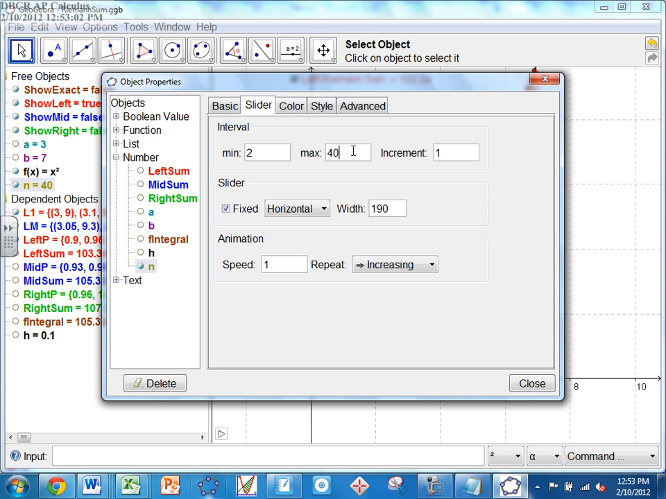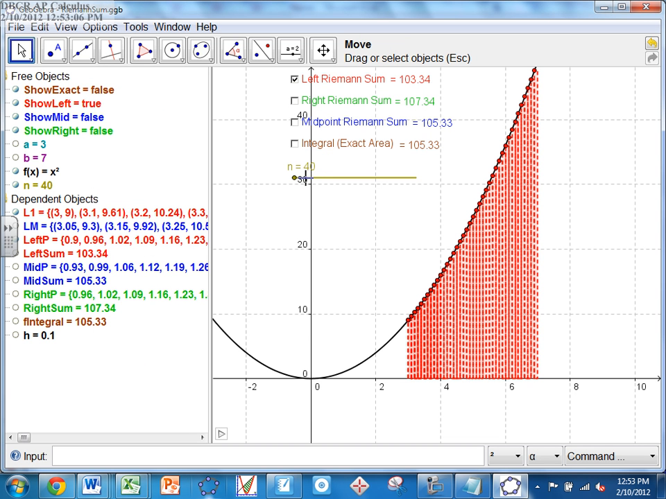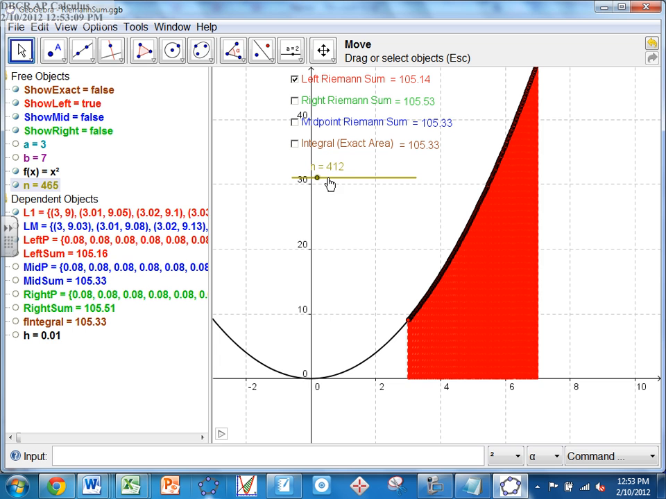Make the max 2,000. Okay? So we're at 40 now. As I keep increasing the value of n, what happens? It pretty much colors in. Look at the estimate and look at the exact. I mean, it's off by 0.07. As you keep going, it's closer and closer, but it's still never going to be there because it's an estimate.